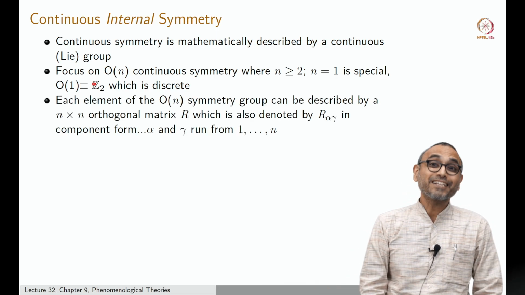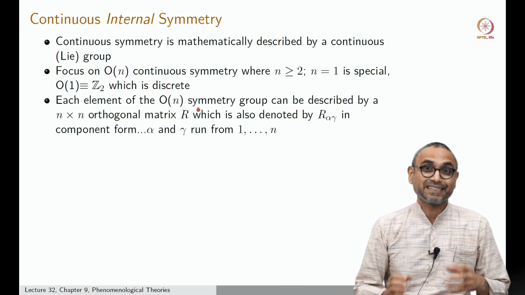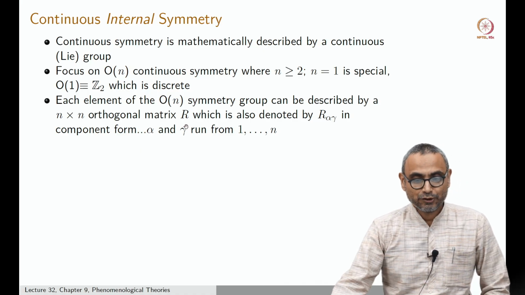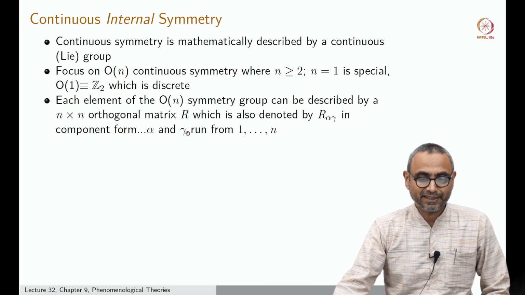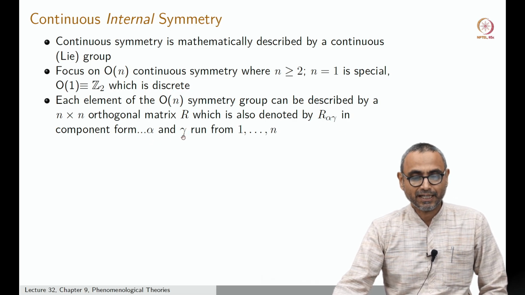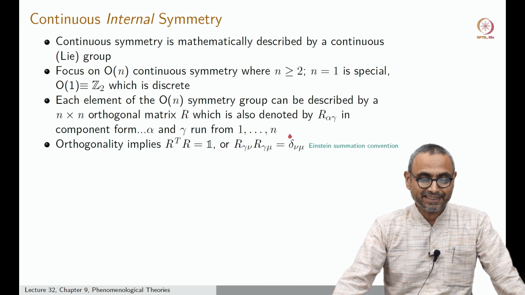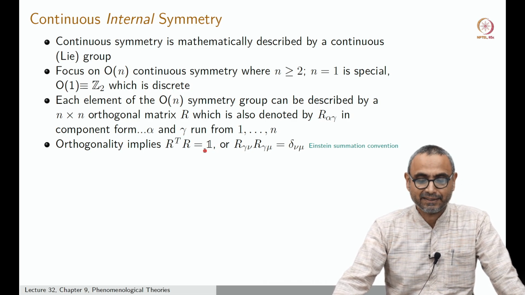Okay, so what is this O(N) symmetry group? Each element of the O(N) symmetry group can be described by an N by N orthogonal matrix R, right? So this R is some orthogonal matrix which is N by N, and if you write down the components, you can write it as R_alpha beta, where alpha and gamma run from 1 to N. So it's an N by N matrix. And the important condition of orthogonality is that R transpose R becomes the identity matrix. Identity is the N by N identity matrix.